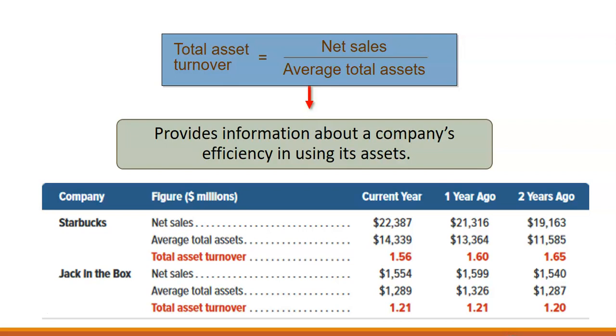So we have 3 years of asset turnover for Starbucks and Jack in the Box franchises. So we see that Starbucks total asset turnover is decreasing. So even though they have acquired more total assets, they're not generating as much sales from them as they were previously.